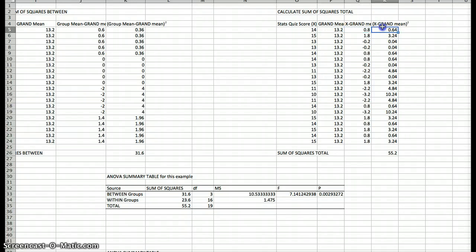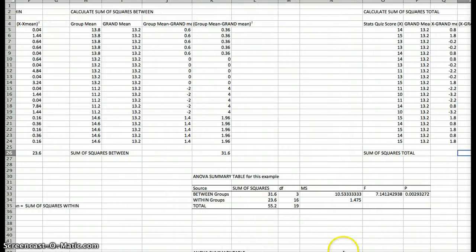And then we do the same thing that we just did with the within groups and between groups. We calculate the difference. So the first person is a little bit above, 0.8 points above. The second person with 15 is 1.8 points above 13.8, and so forth. And then we square these distances, and then we add them all up, and we get a total of 55.2. And now you have the first key component of your ANOVA table, the between groups and within groups.